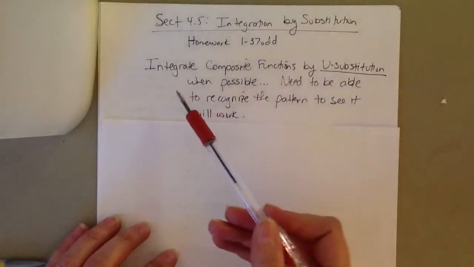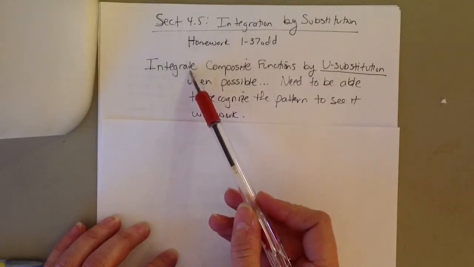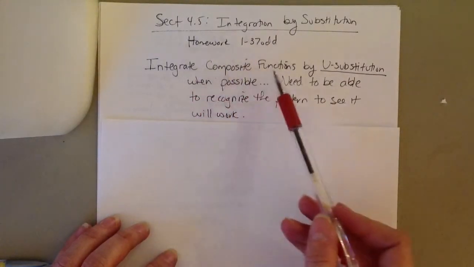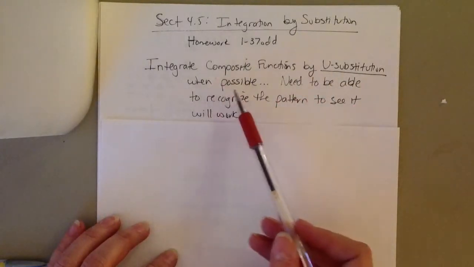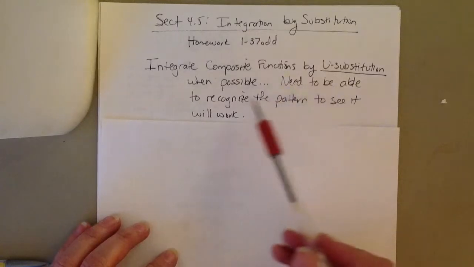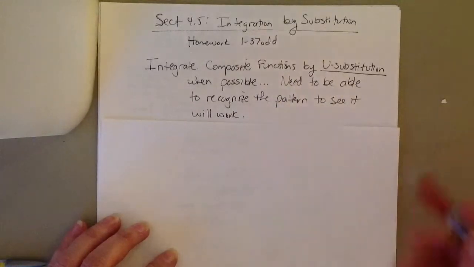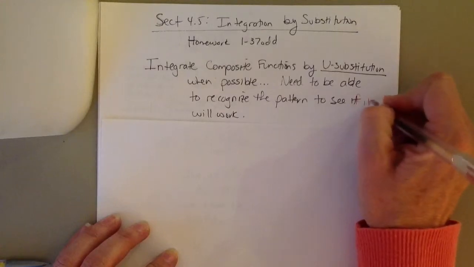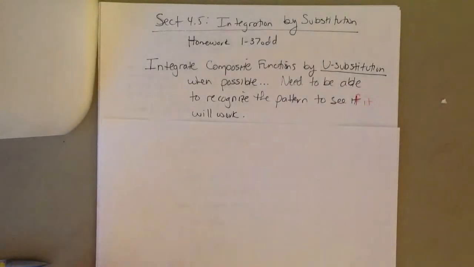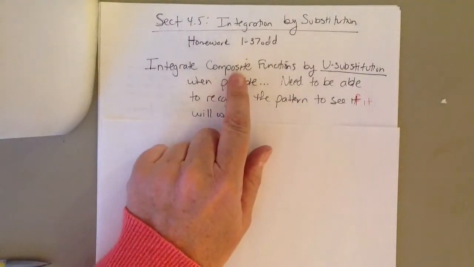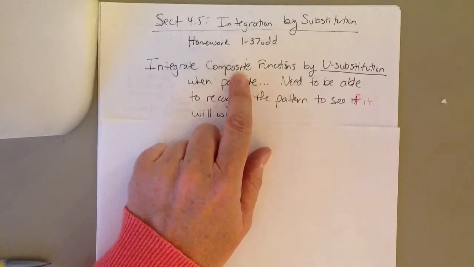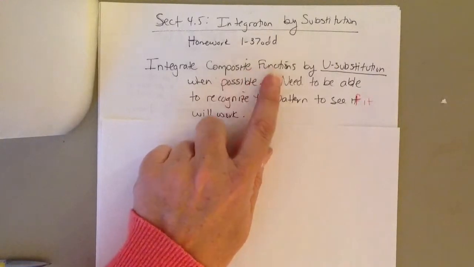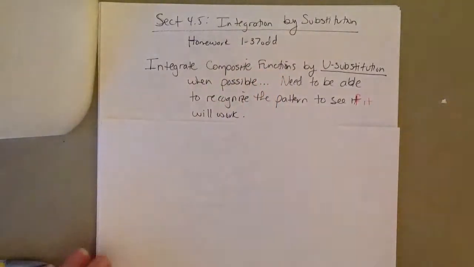Integration by substitution. We're going to be integrating, which means taking the antiderivative of composite functions by using U-substitution when possible. You need to be able to recognize the pattern to see if it will work. So we're going to use U-substitution to integrate when I have composite functions. Otherwise, I won't know what to do. I will not be able to integrate it. So this is a technique when I cannot integrate and it happens to be a composite function, which means one function inside of another.